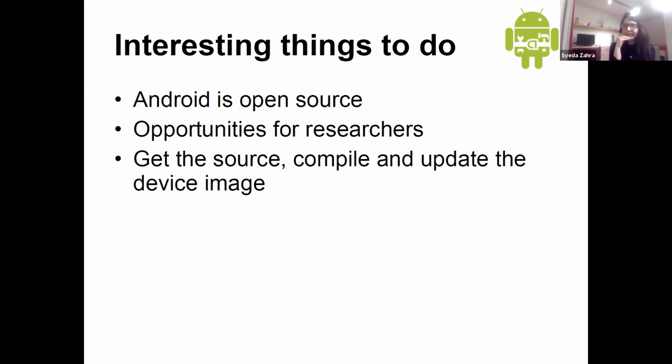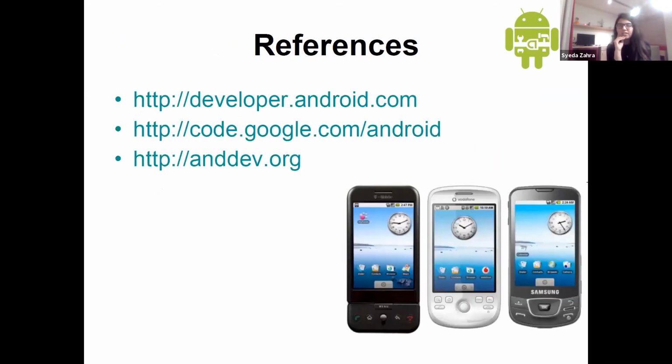And you just have to get the source. There are already some open source libraries and open source apps which are available. Just compile this, update it, change the UI, just play with it. So these are really interesting things that one should know if one is keen to learn Android. And these are the references if you want to start learning. If you have any questions, you can just ask me, and that's it.